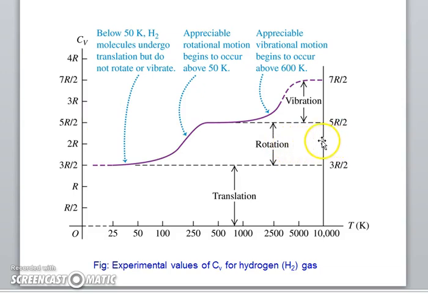dependence of CV on temperature, or this is the experimental value of CV for hydrogen gas at various temperatures. Because rotational and vibrational or oscillatory motion begins at certain energies, only translation is possible at very low temperatures. As the temperature increases, rotational motion can begin. At still higher temperatures, oscillatory motion can begin too.